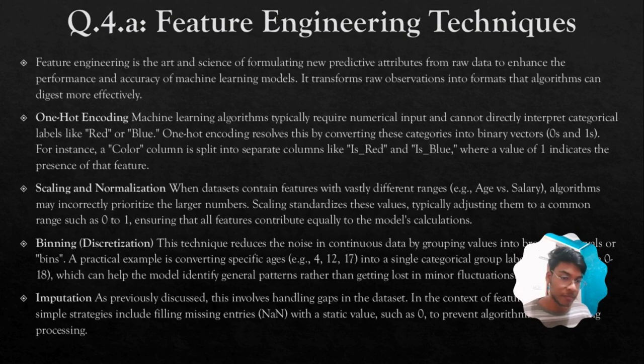So what are imputations in this? As previously discussed, this involves handling gaps in the dataset. In the context of feature engineering, simple strategies include filling missing entries, NaN, with a static value such as 0 to prevent algorithm errors during processing.